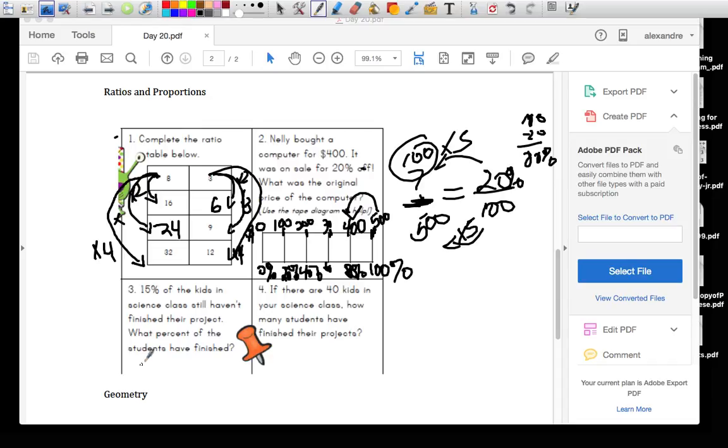All right, 15 of the kids in class still haven't finished a problem. What percent of the students have finished? What percent?